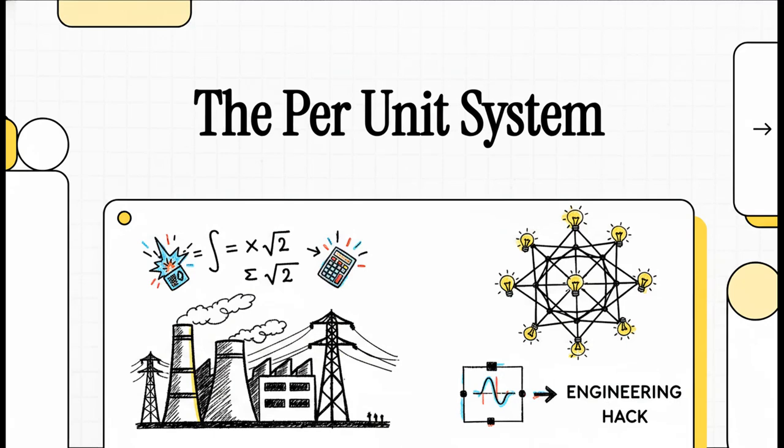Okay, let's dive right into this explainer and uncover an incredibly elegant engineering hack. It's a tool that quite literally prevents mathematical chaos when we're dealing with massive electrical grids. If you've ever looked at a sprawling power plant and wondered how engineers actually do the complex math to keep the lights on without their calculators just melting down, well, you are in the exact right place.